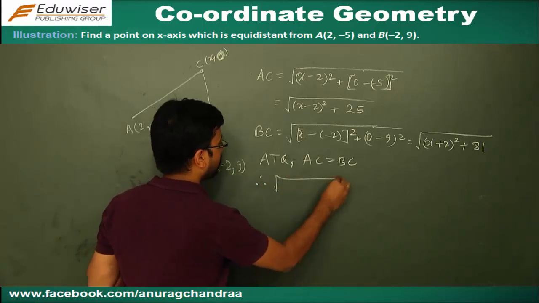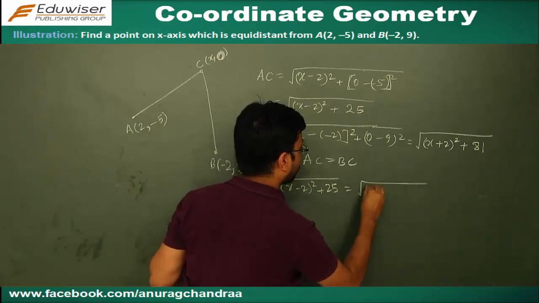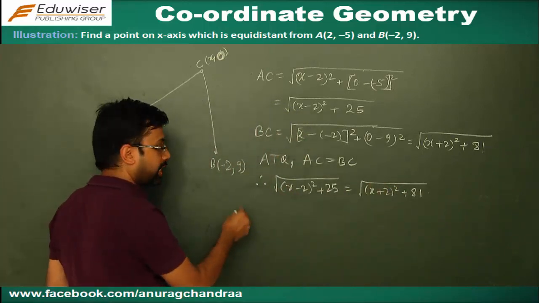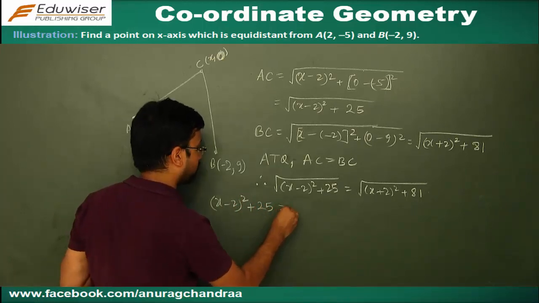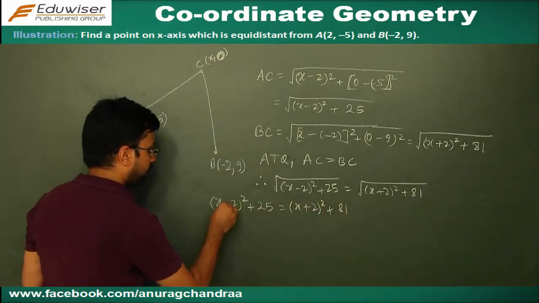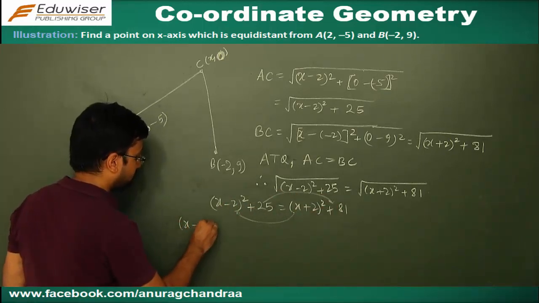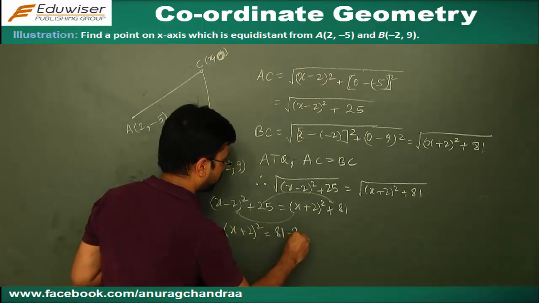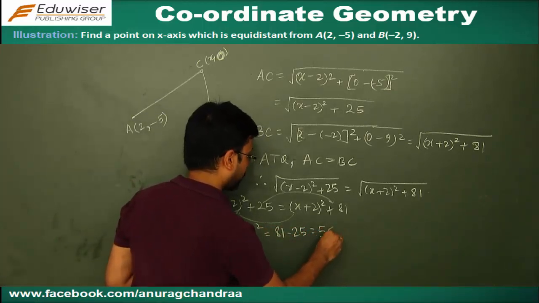Therefore, you have root over x minus 2 whole square plus 25 equal to root over x plus 2 whole square plus 81. You square on both sides, which is perfectly fine to do. So you get x minus 2 whole square plus 25 is equal to x plus 2 whole square plus 81. You take the x terms this side and the 25 to the other side, and what do you get? x minus 2 whole square minus x plus 2 whole square is equal to 81 minus 25. What does 81 minus 25 mean? It's 56.